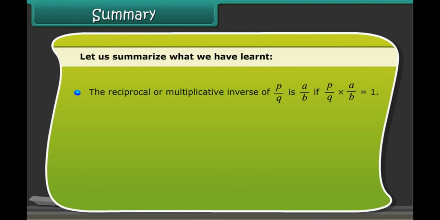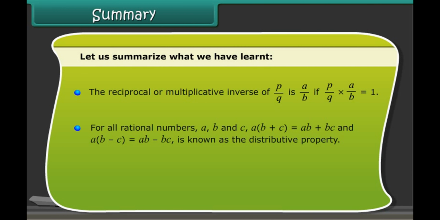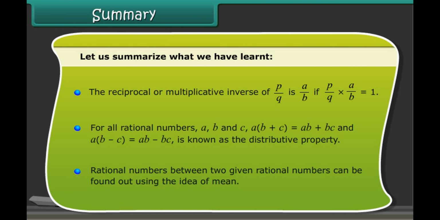The reciprocal or multiplicative inverse of P upon Q is A upon B if P upon Q into A upon B is equal to 1. For all rational numbers A, B and C, A into (B plus C) is equal to AB plus AC and A into (B minus C) is equal to AB minus AC, known as the distributive property. Rational numbers between two given rational numbers can be found out using the idea of mean.